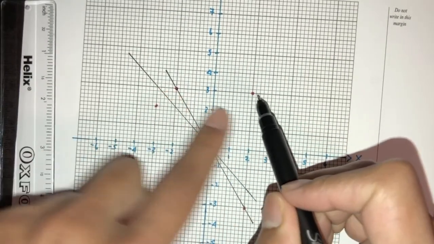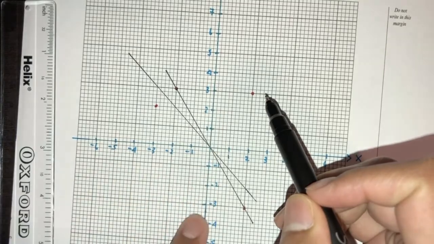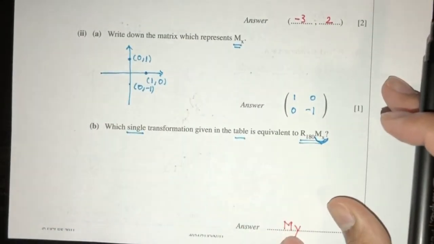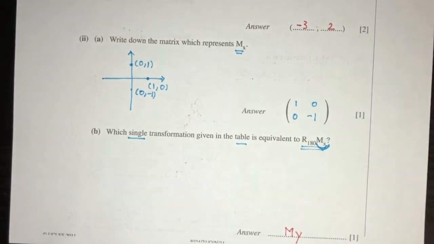So in short, it was only a reflection on your y-axis to get this point. So that's why these two are equal, which was simply a rotation on your y-axis.